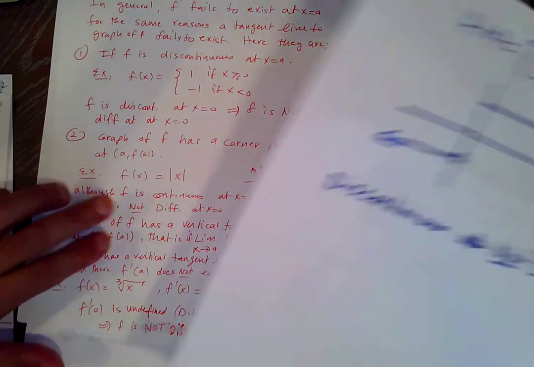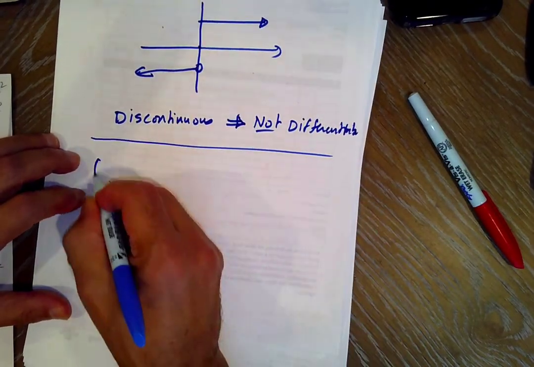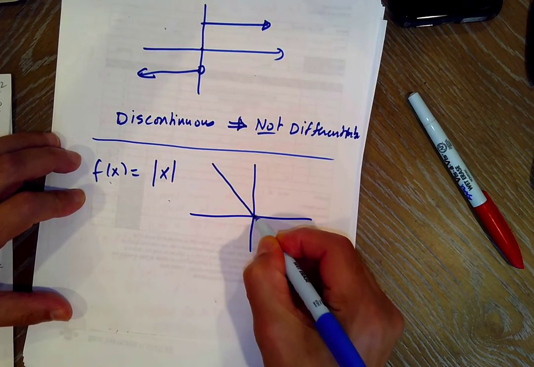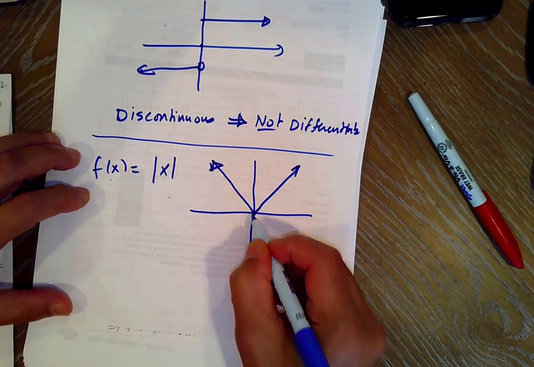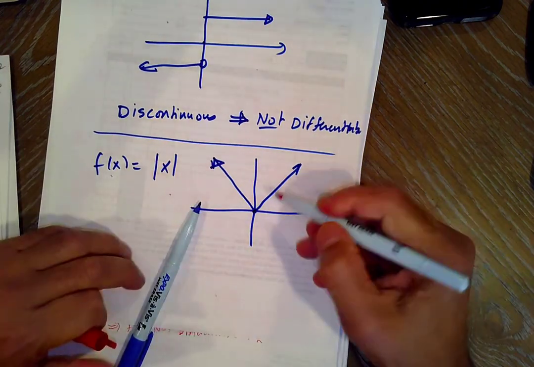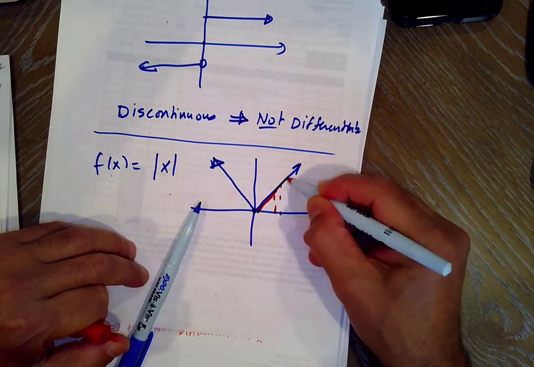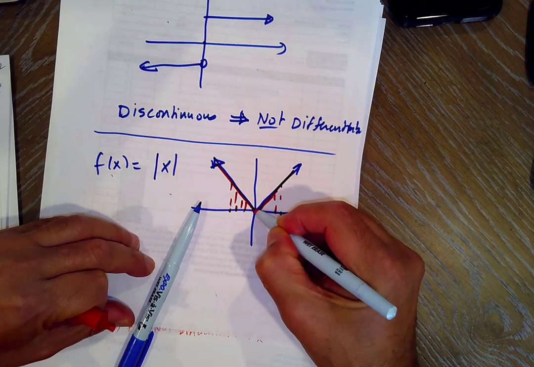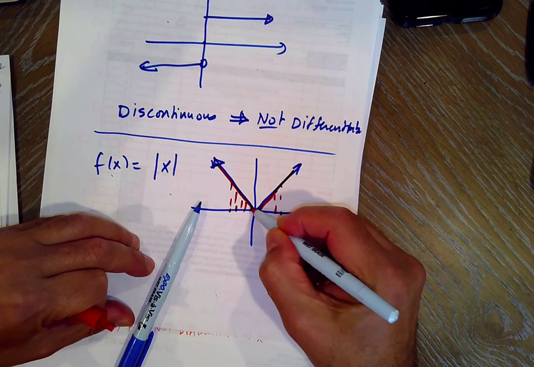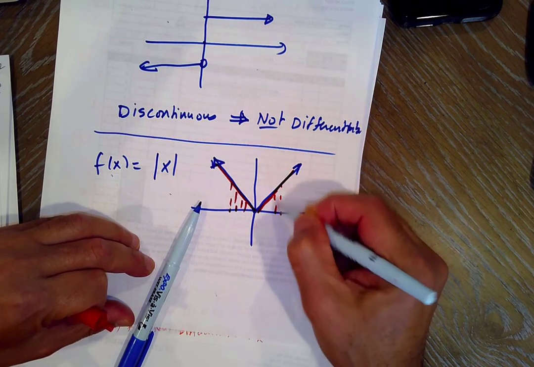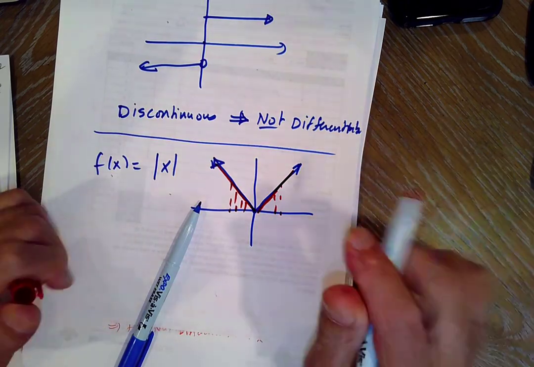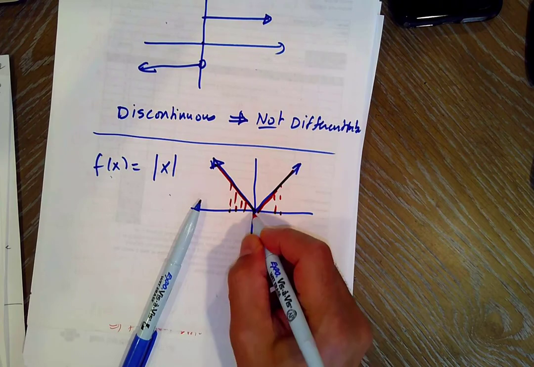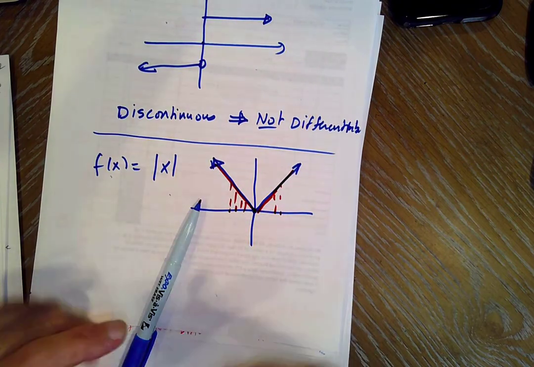If it has a corner point, like f of x equals absolute value of x, although it's continuous at 0, it doesn't have a derivative at 0. Why? Because if you're coming this way, the slope of the tangent line is 1. If you're coming this way, the slope of the tangent line is negative 1. So as you're approaching 0 from the left, the derivative is negative 1. From the right, it's 1, so there is no specific value, so we say it's not differentiable. So if the function is not continuous, or if it has a corner point, we still have no derivative.